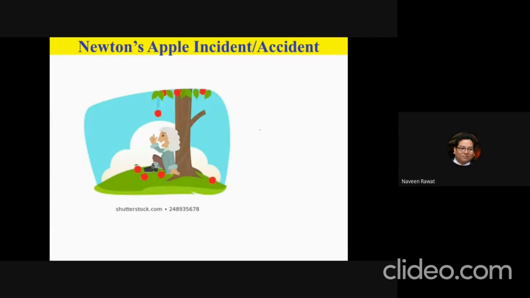And then he realized, okay, if Earth is curved like this, whatever the curvature of the earth is, I'm just exaggerating, and if the apple is falling, where is it trying to go?